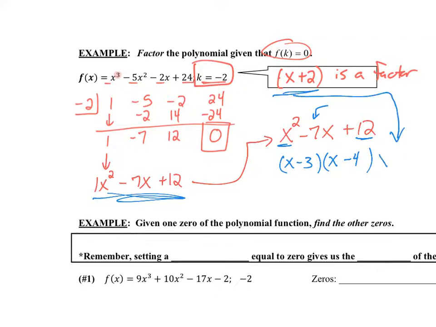The last part is x plus 2, because they told us that if negative 2 is a 0, then x plus 2 would be a factor. So this is the final factored form. Okay, and that's the only way you can factor this original equation, by doing synthetic division, since we know that negative 2 is a 0, and then you factor the remaining polynomial.